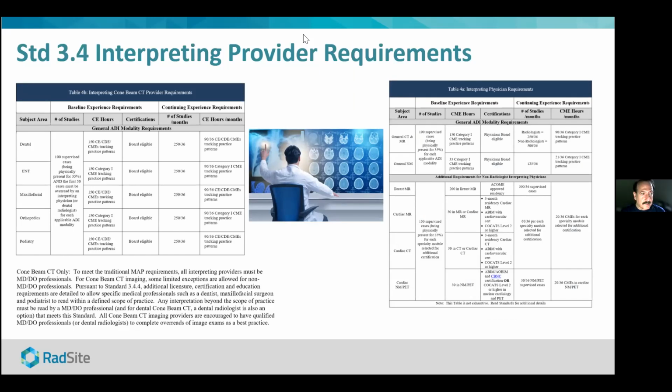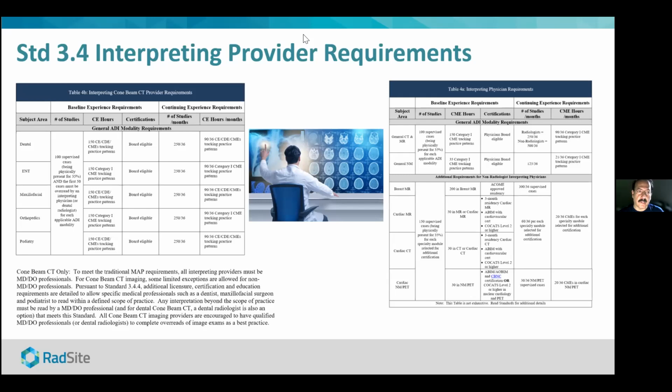Sure, we can talk specifically about the requirements for number of studies. We break it down into two different areas. I'm looking at table 4B, which is specifically for cone beam CT providers. As you can see here, it's broken down according to two different categories. One is baseline experience requirements.